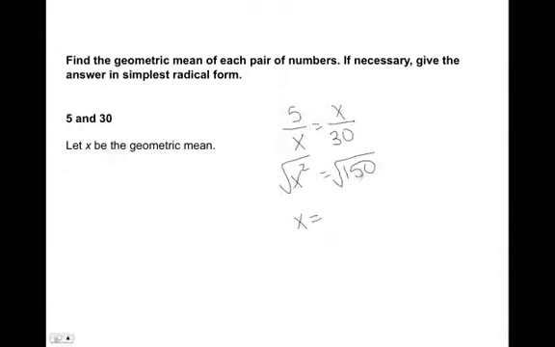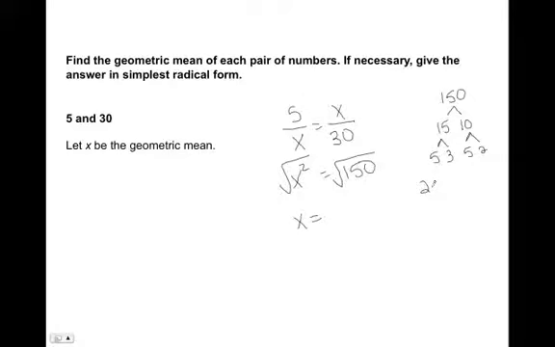Uh-oh, 150 is not a perfect square. So did you remember to simplify your radical? I hope you did. Let's break it down over here. Hopefully you recognize that 15 and 10 are factors of 150. 15 can be broken down into 5 and 3. 10 can be broken down into 5 and 2.